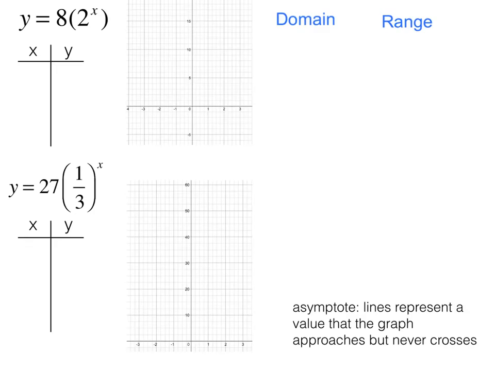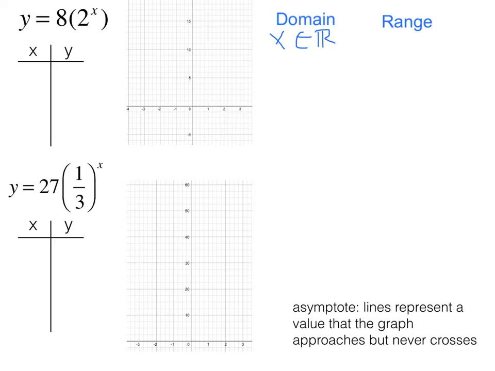The next skill we need to master is graphing exponential relationships. So we're going to start the conversation by talking about the domain and the range. The domain is the possible x values. The possible x values for an exponential function are going to be all real numbers. No matter if x is positive, negative, or 0, doesn't matter, you're still going to get an answer.